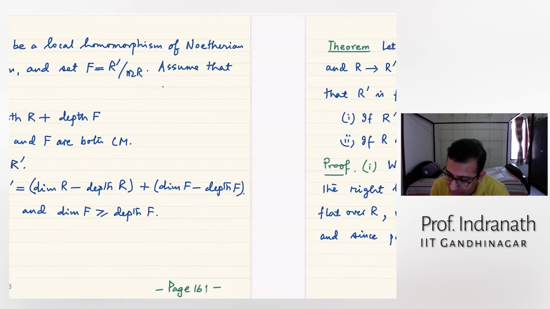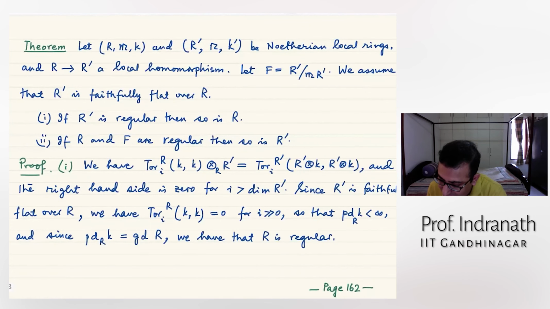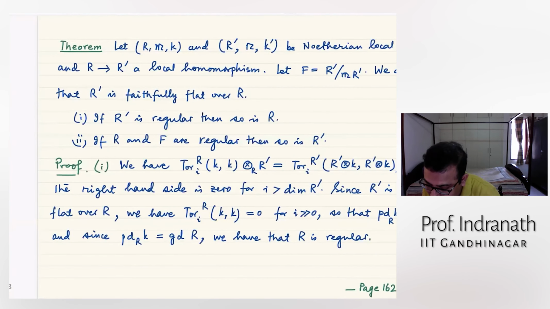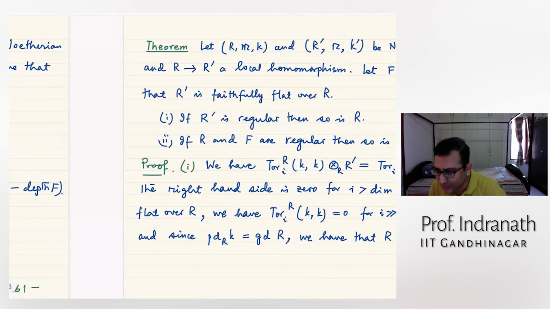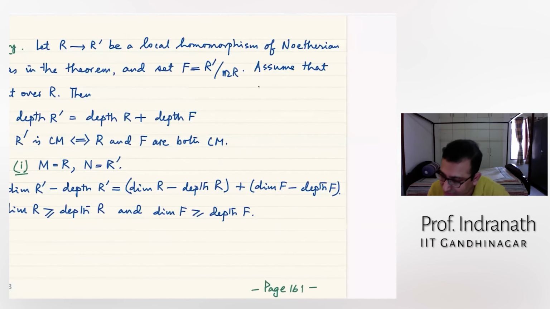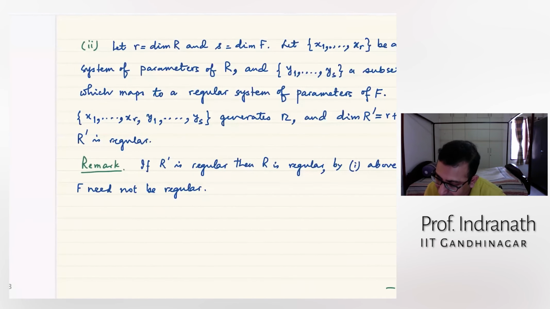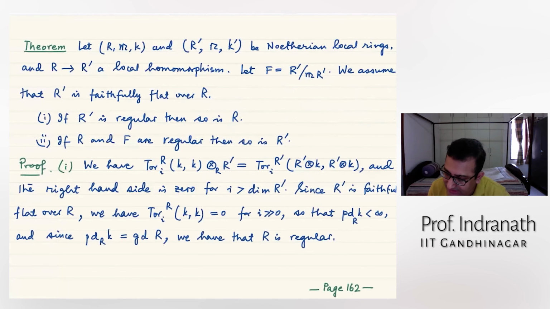So now I am planning to talk about this one. This was pending; I just kept it pending for a while. If you have Noetherian local rings and a local homomorphism, the fiber ring, let us assume for the time being that I have a faithfully flat extension, but then I will see if I can make it just a flat extension. So if r dash is regular, then so is r. And if r and f are both regular, then so is r dash.